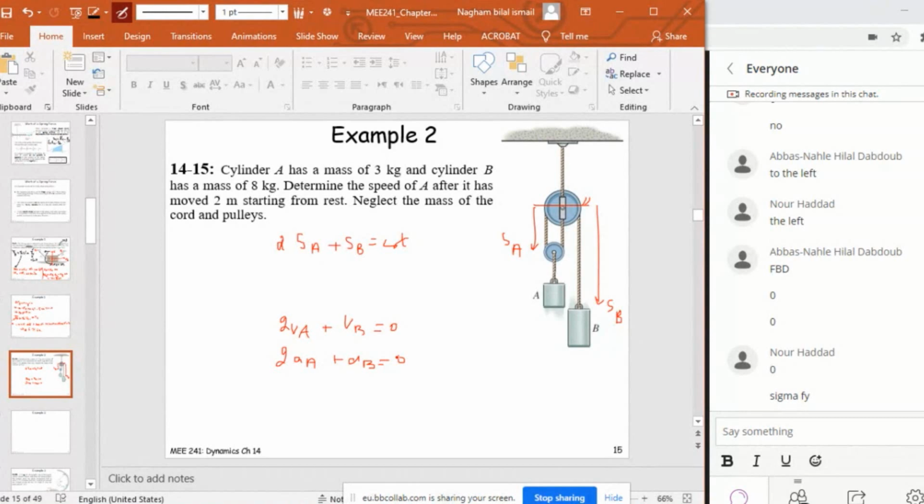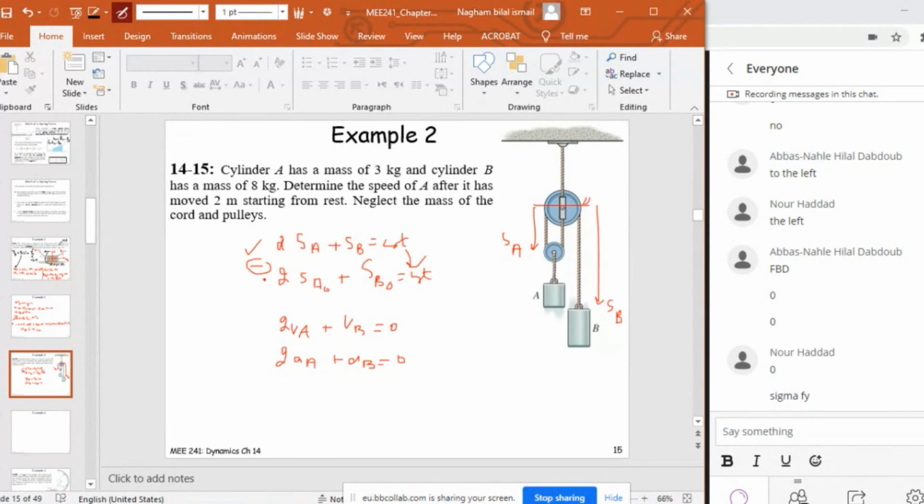However, in such a problem, I don't need S. I rather need delta S, because I want to apply the principle of work and energy. Now, how can I find the relation between delta SA and delta SB? This equation here is always correct. If I write this equation at state 0, I also have 2SA0 plus SB0 is equal to constant, and this is the same constant, at any time, at any position.